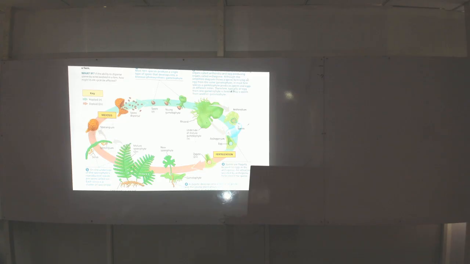Like the free version of ChatGPT. You can still use it, but not the full features, right? Xylem and phloem is there.